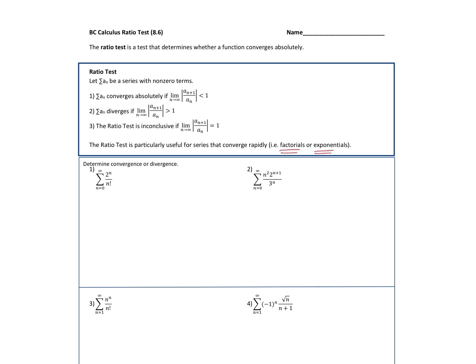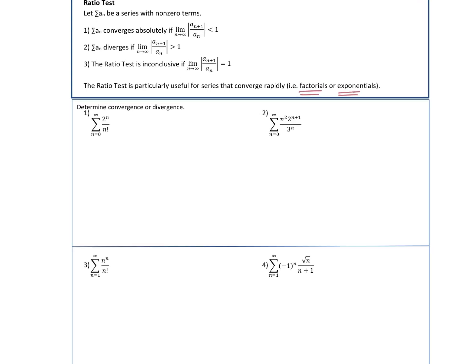So what we're going to do is we're going to do a sub n plus 1 divided by a sub n. We're going to take the limit as n goes to infinity. If it's less than 1, it converges absolutely. If it's greater than 1, it diverges, and if it equals 1, it is inconclusive. So let's run through it here.